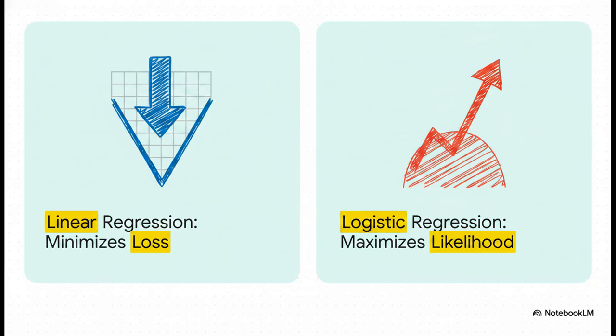But using this specific curve fundamentally changes our ultimate goal. Let's contrast the two for a second. In linear regression, like we talked about, our goal is to minimize the average loss, specifically shrinking that squared penalty. But in logistic regression, we shift the objective completely. Instead of minimizing a penalty, we're actually trying to maximize the likelihood of the training data according to our model.